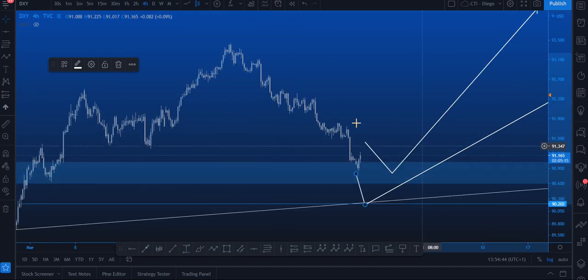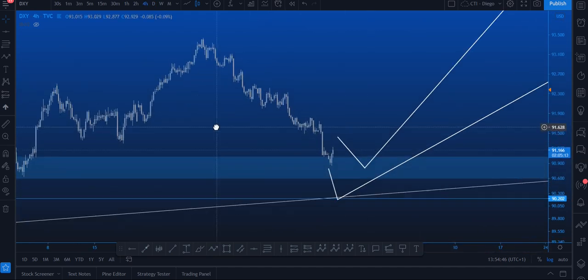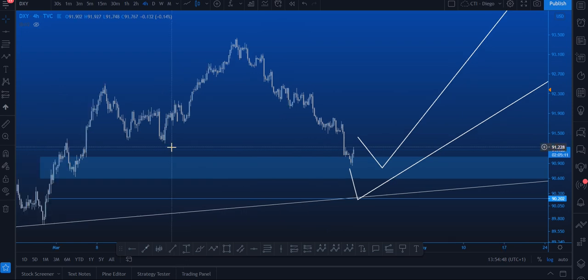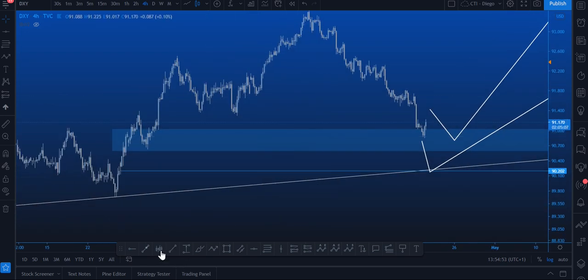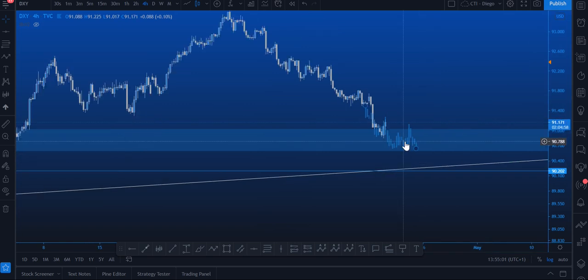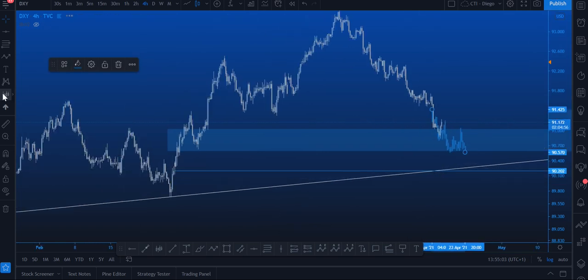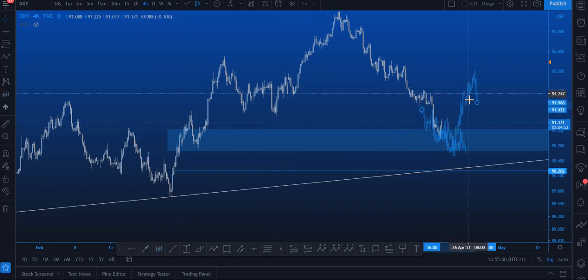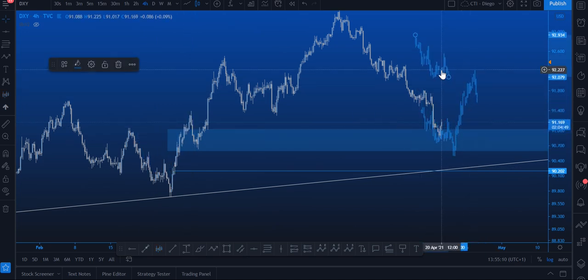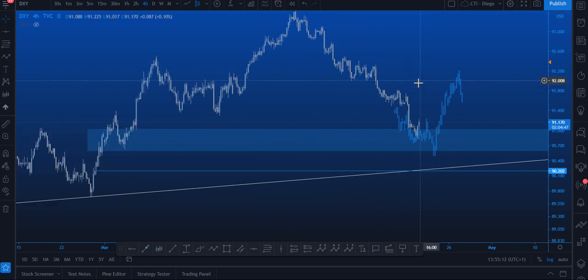In terms of an entry, I need to see some form of a schematic that's going to let me trade it. So something like this would be ideal. Let me just remove this real quick. Something like this will be ideal. This is why we need to remain patient and let the market form and evolve.